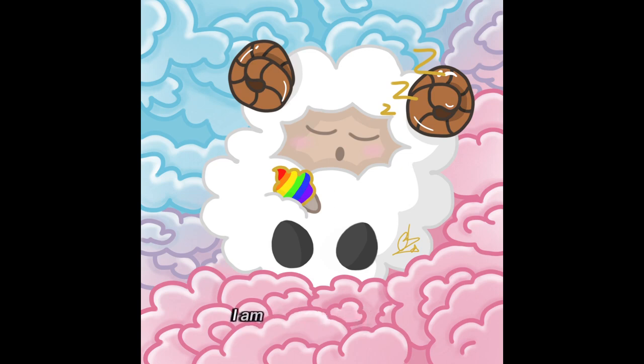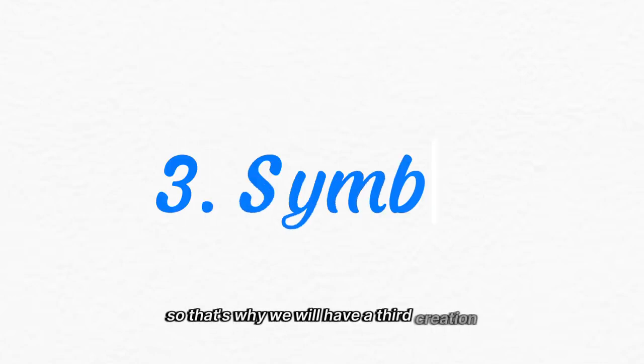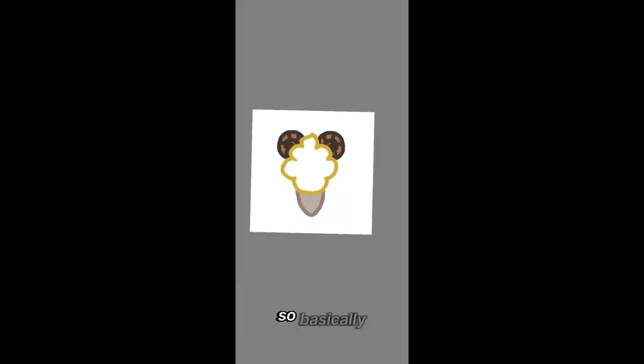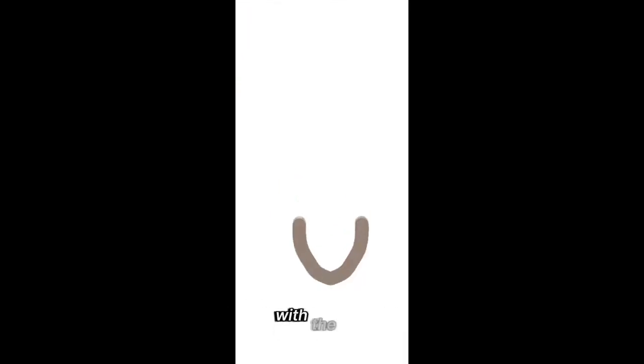I am loving this so much. And you know what? I didn't stop there. Because I still have the idea of combining the character with the dessert. So that's why we will have a third creation. It will be kind of like a symbol or an icon or something similar to that. And we already have the idea, which is this. So basically, we are going to replace the white cotton candy part with the ram.